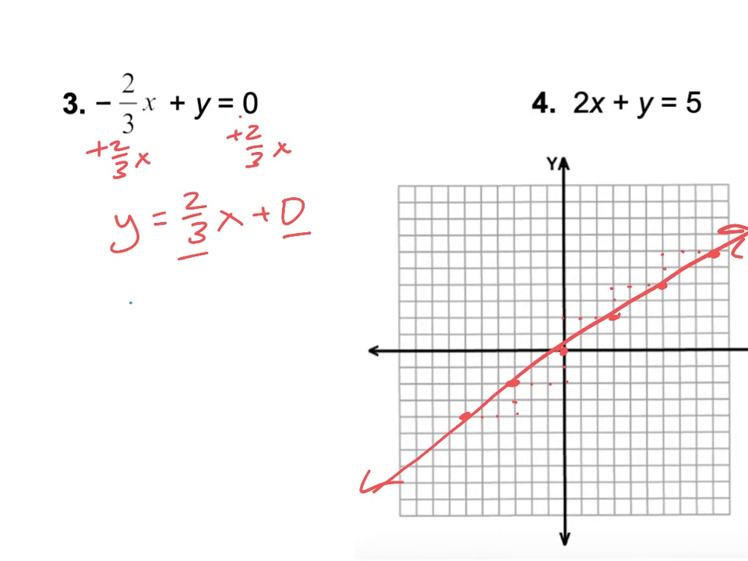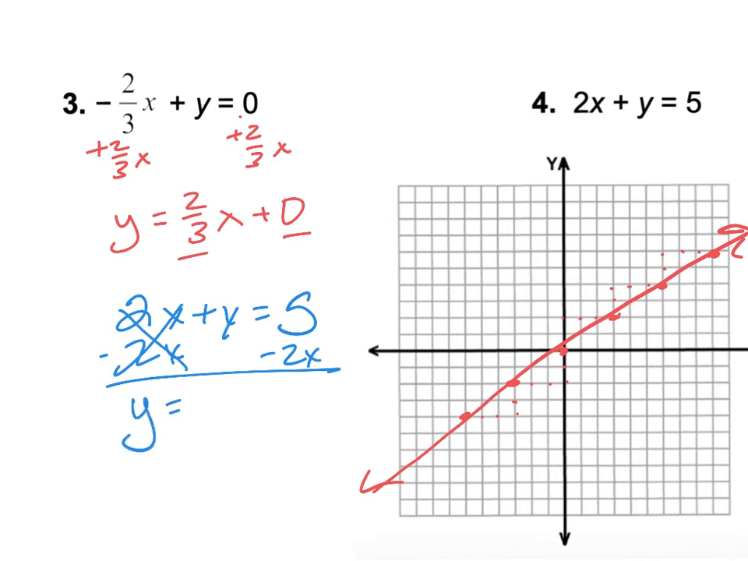Number 4, 2x plus y equals 5. I'm going to subtract 2x from both sides. This cancels out. Y equals mx plus b, negative 2x plus 5. Already done. Y-intercept is a positive 5.